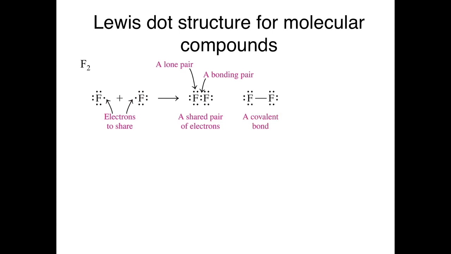And to simplify this structure, every time you have a bonding pair of electrons, we want to draw a line that connects the two atoms. So we use this Lewis structure to represent this molecule of fluorine.